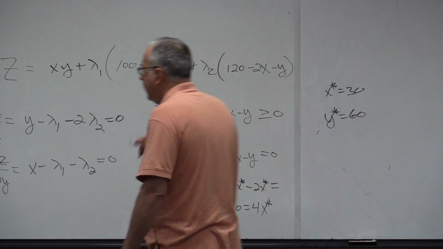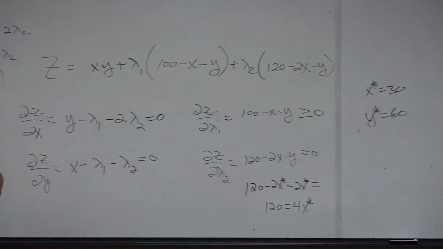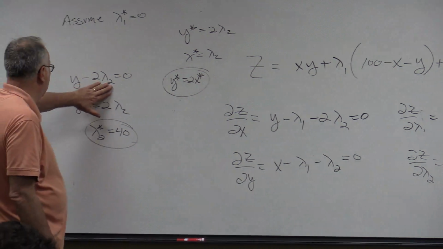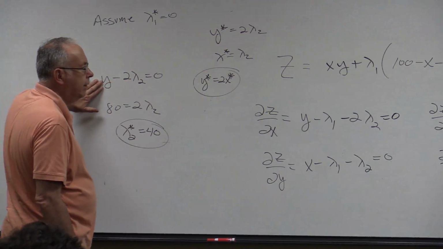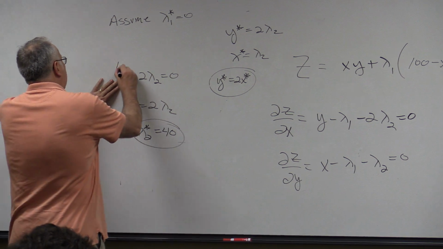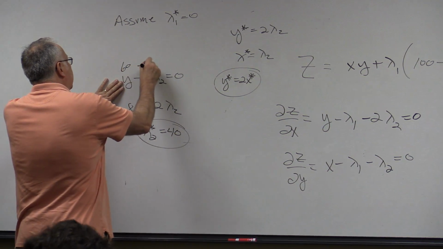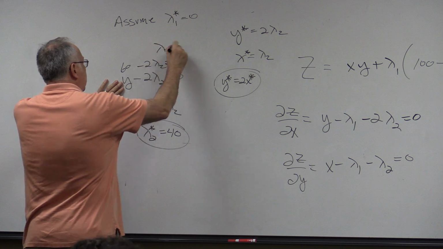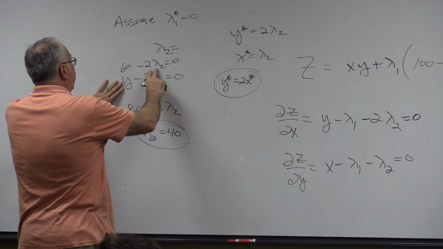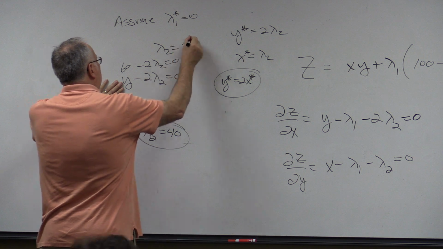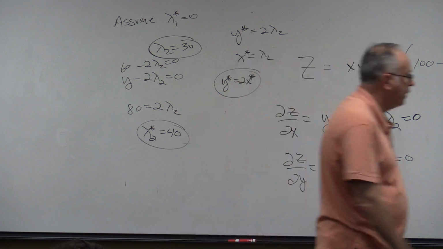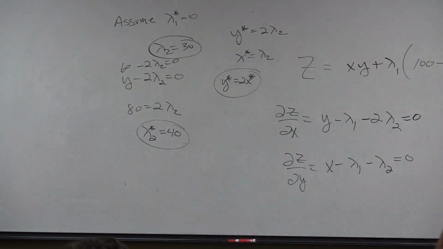So let's go back and get our lambda star values. We used the wrong ones before, didn't we? X star, y star, we've now found is 60. 60 minus 2 lambda 2 equals 0. So lambda 2 equals 30. Okay, not 40. I was using the y star value we got before. Should be 30.